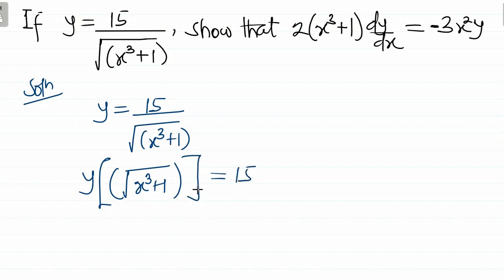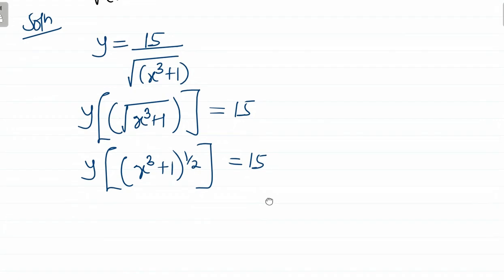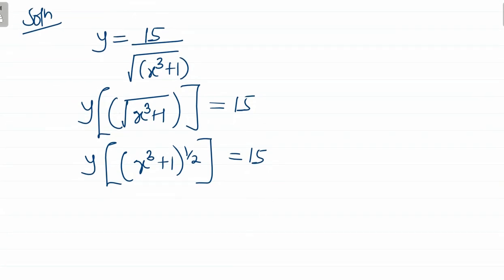Once we have this, we can change the square root sign to an exponent, knowing very well that square roots can be changed to have an exponent of half. So here we have y multiplied by (x³ + 1) all exponent half, and then we equate to 15. Being able to do this, the next idea is to differentiate all the terms we have here. So we differentiate it implicitly.